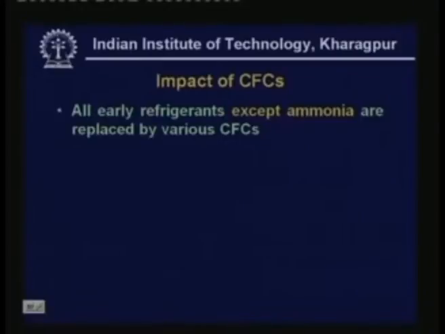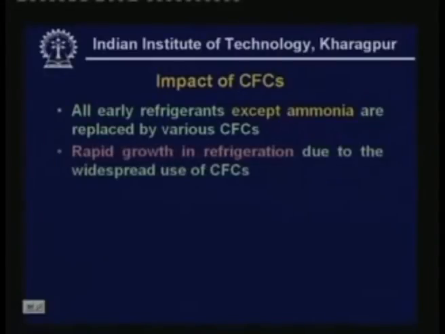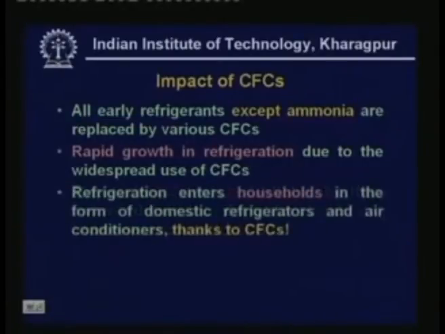First impact is that all early refrigerants except ammonia are replaced by various CFCs. Ammonia could not be replaced because of its excellent properties. Then there is a rapid growth in refrigeration due to the safe nature of these refrigerants. And refrigeration has entered households mainly due to the invention of CFCs, and household items like refrigerators and air conditioners have become very popular all over the world.